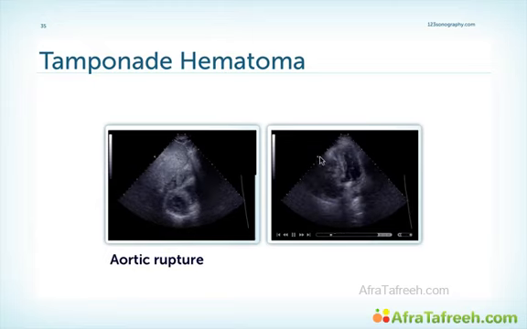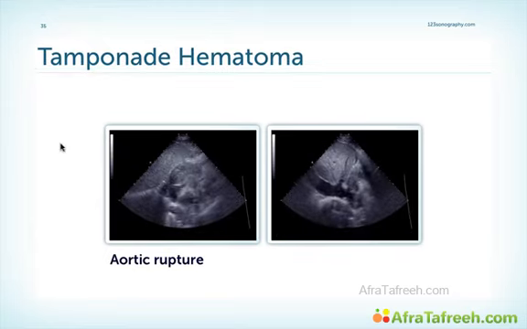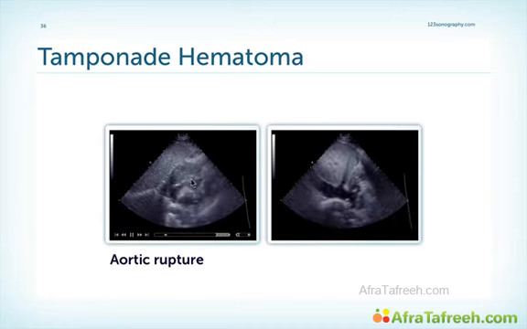The hematoma is here. Here are some images of the same patient, a subcostal view with the hematoma compressing the right atrium and the right ventricle. And here, the very large inferior vena cava. Now in this setting, it's very obvious that the patient has tamponade. You don't even need to perform Doppler, and the patient was highly symptomatic. He was in cardiogenic shock.